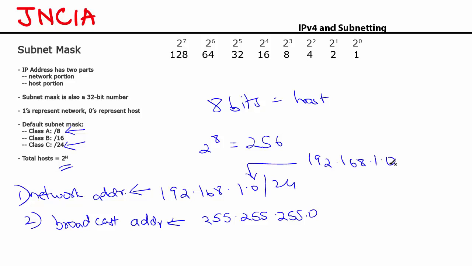192.168.1.0. That's the network address. The last address would be 192.168.1.255. That's the broadcast address. So these two addresses cannot be assigned, hence the total number of usable host addresses would be 2 power h minus 2, which is 256 minus 2 will give you 254 usable host addresses. Remember, the total number of host addresses is 2 power h, but 2 addresses out of them cannot be used, so the total number of usable host addresses will be 2 power h minus 2. That's about subnet mask. Let's dive into subnetting.